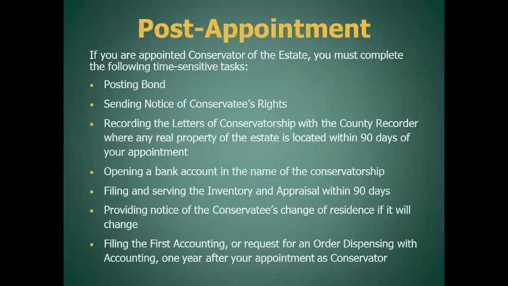Once you're appointed conservator of the estate, you must complete several time-sensitive tasks, including posting a bond, sending notice of conservatee's rights, if the estate contains real property, recording the letters of conservatorship with the county recorder of the county where the property is located within 90 days of your appointment as conservator, opening a bank account in the name of the conservatorship using the conservatee's Social Security number, filing and serving the inventory and appraisal within 90 days.